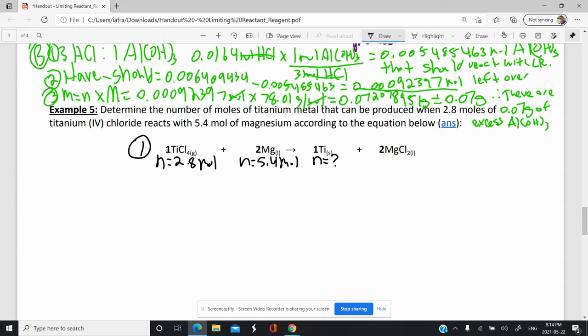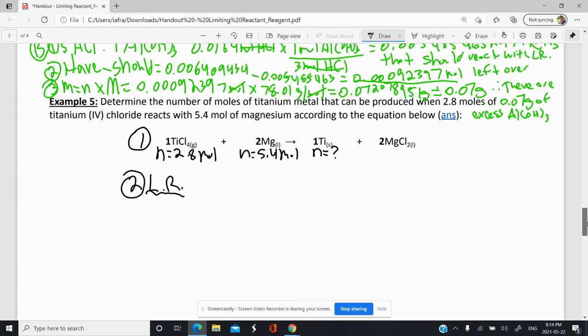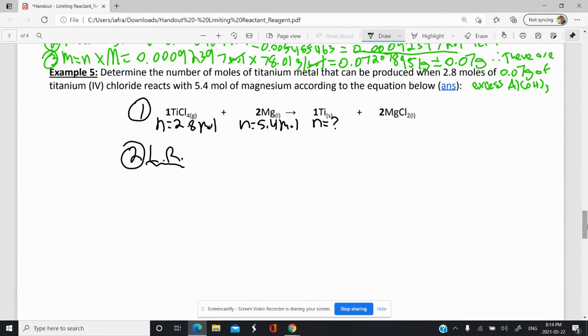So this is a simple limiting reactant problem. We need to find what the limiting reactant is, and then use that to find the moles of titanium. So let's go ahead. That's our step 2. We want to find the limiting reactant. So we can do it in several methods. I'm going to do the method where I'll just choose a substance. I'll choose magnesium, and I'll see how many titanium 4-chloride should react with it.